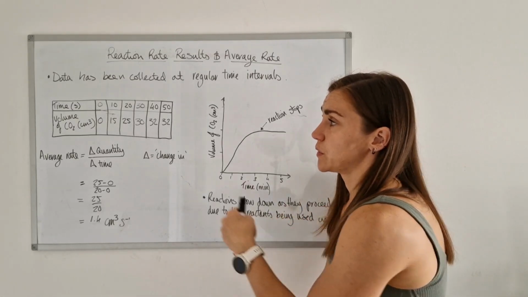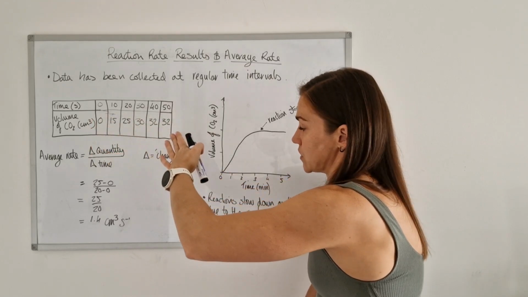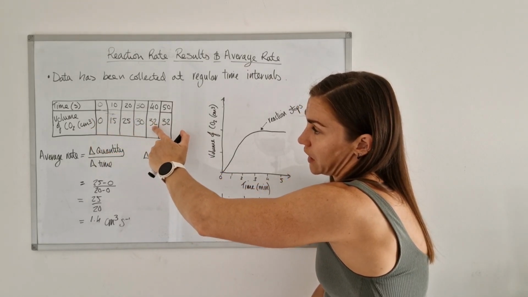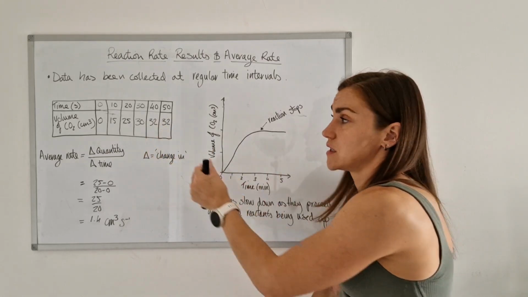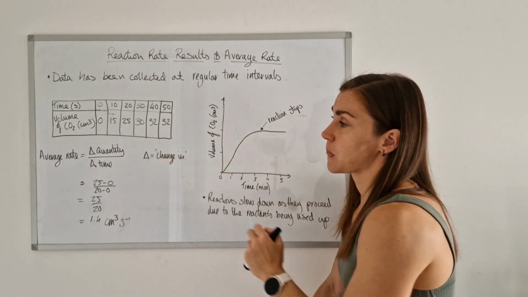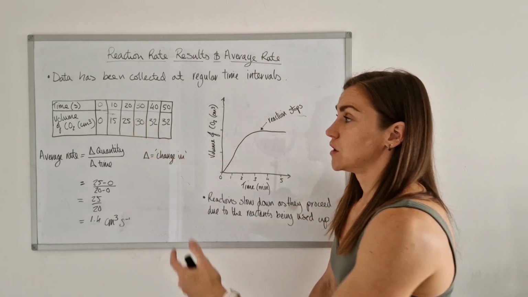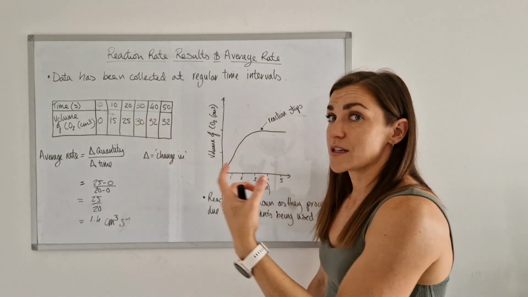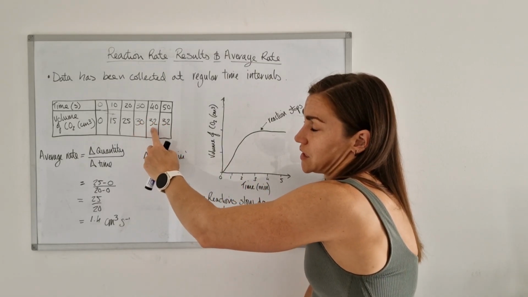So if we were asked to predict when the reaction stopped in this set of results, we would be looking at, right, the final volume it got to was 32, and it stayed at 32 for a couple of intervals. The reaction clearly stopped once it got to 32, so the point that it got to 32 must have been somewhere in between 30 and 40 seconds.